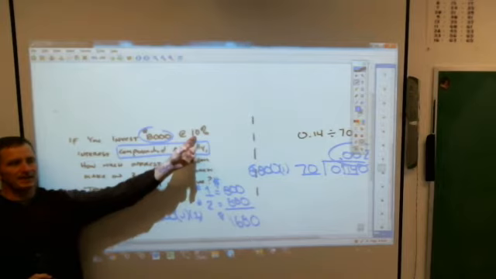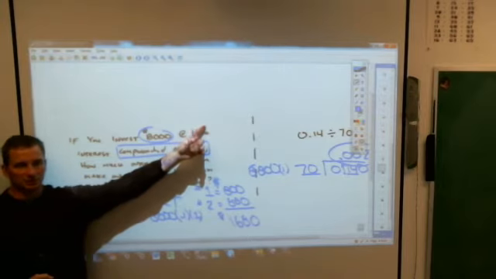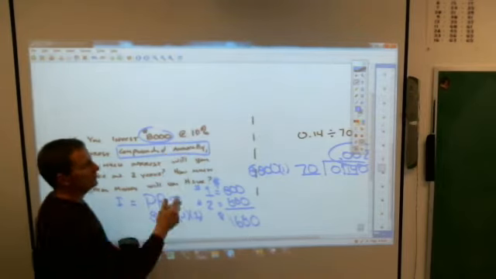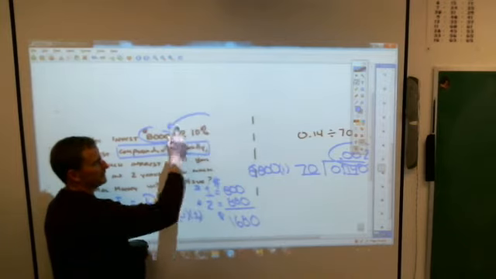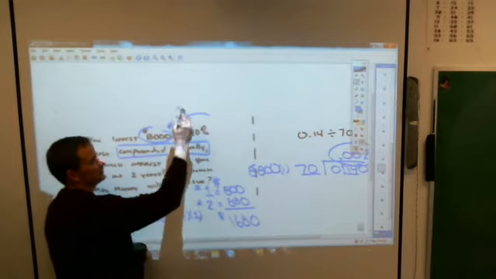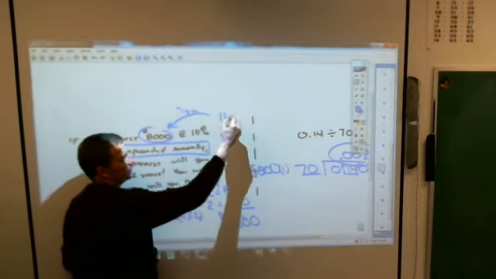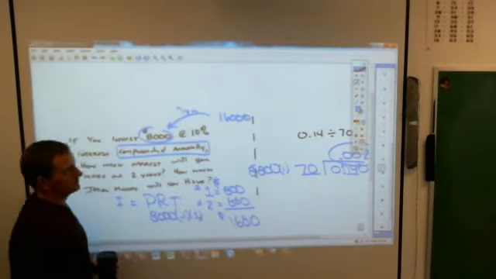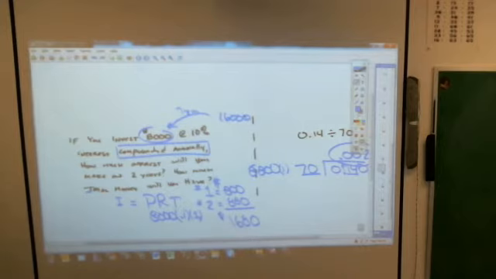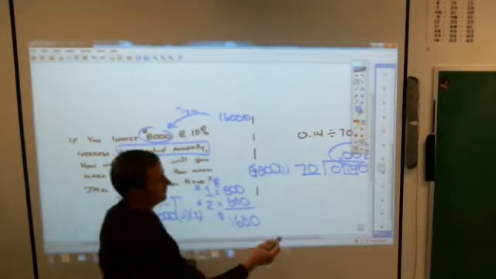What times 10 will give you 72 or close to it? 7. You will double your money in about 7 years. In 7 years, at compounded interest, you'll end up with $16,000 in the bank, if you can get 10% every year. 10% is pretty high.